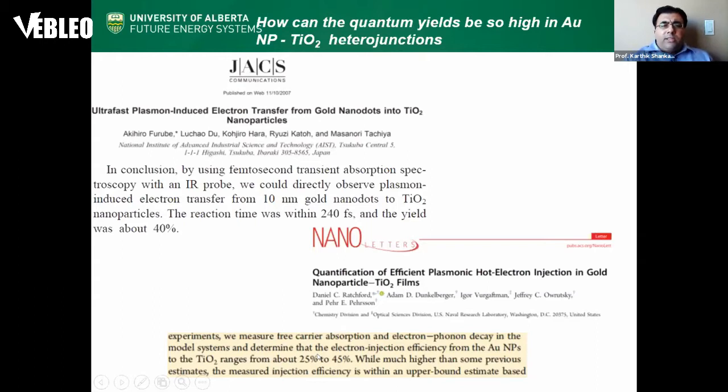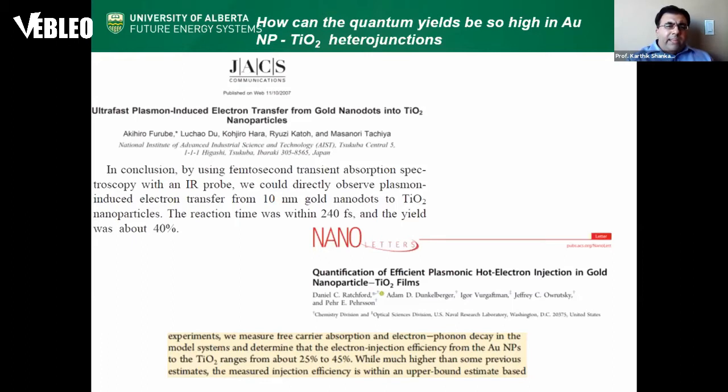So what's the reason for this? On the previous slide, theory suggested that 7% would be an upper limit, and here there are experimental studies showing much higher hot electron injection yields. The reason has to do with the mechanism. If it's not Landau damping but chemical interface damping, then you can sidestep a lot of these relaxation processes and get much higher hot electron harvesting yields.